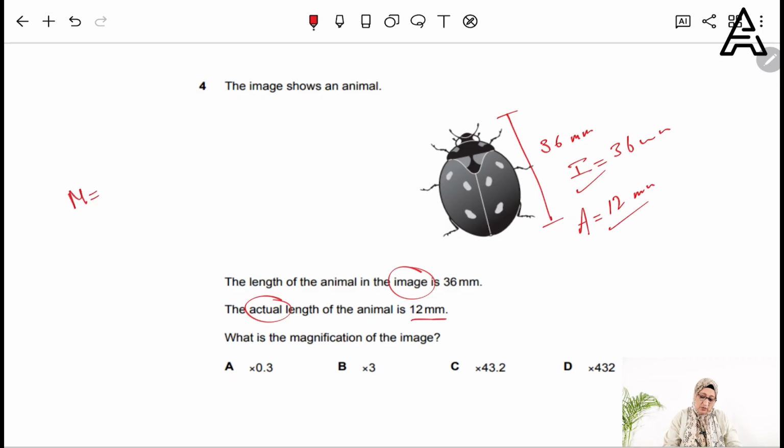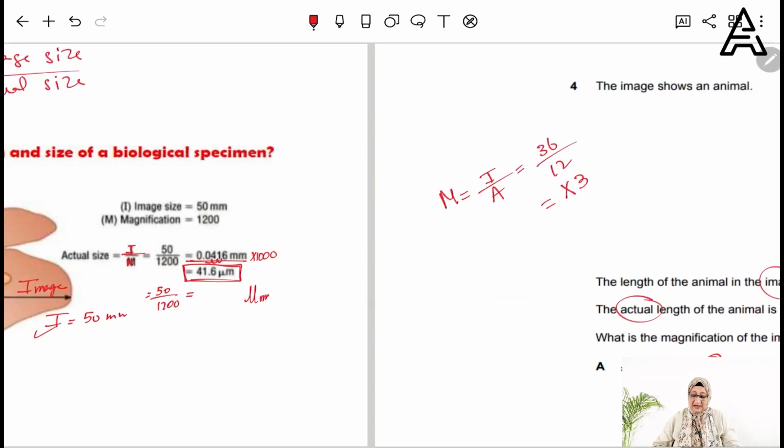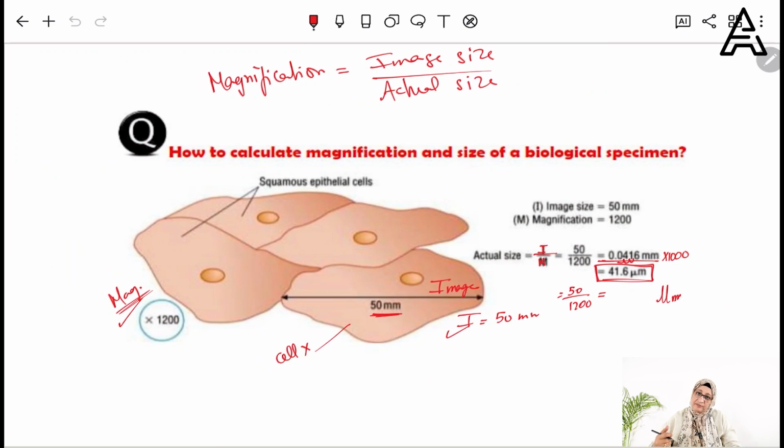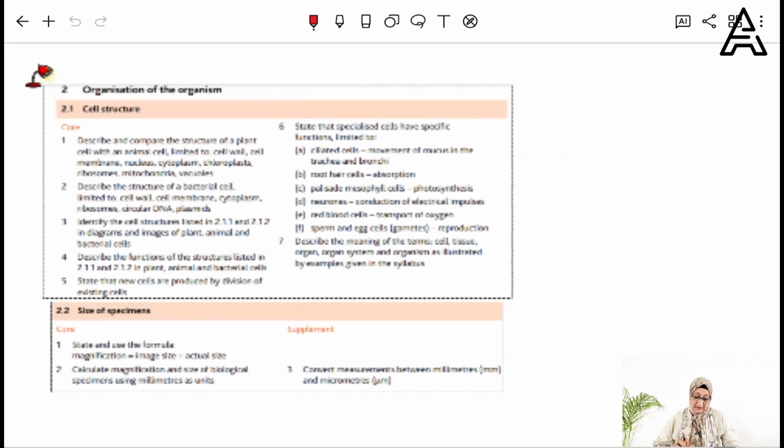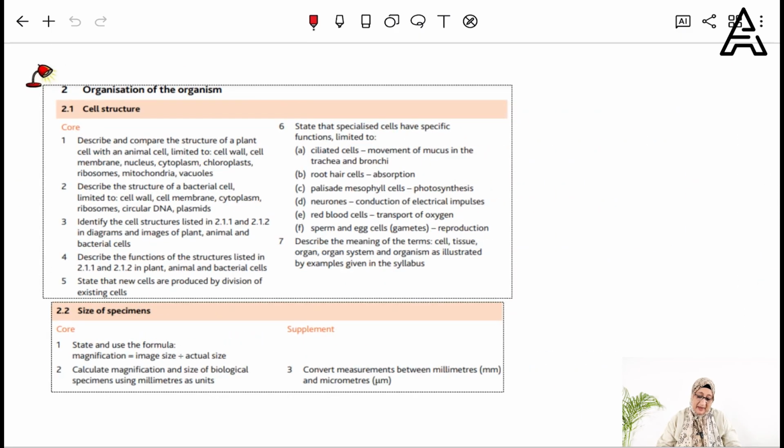So M equals I over A. The image is 36, the actual is 12, so 36 over 12 is times 3. Don't forget to write the unit of the magnification, times, and it's before the number. So I'll take choice B. So we solved one where we calculated the actual, and another where we calculated the magnification. That's it. Okay?